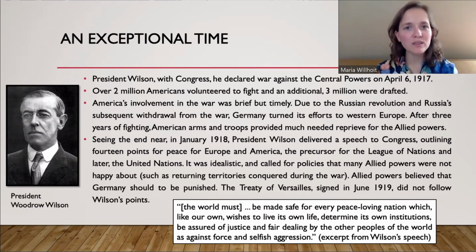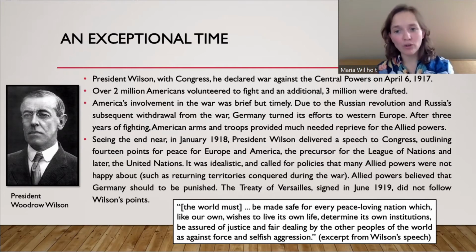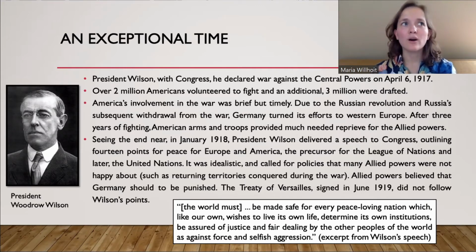And in these 14 points for peace, he advocates for European unity. He advocates for a League of Nations. He really believes that one of the reasons why the war broke out is because Europeans couldn't agree, they couldn't communicate. This was a big problem, and it has worldwide effects. So he wanted a League of Nations, and that's important because that's actually the precursor to the United Nations.